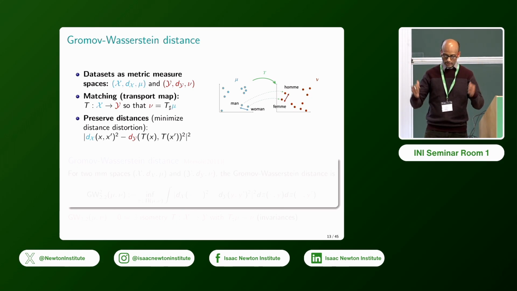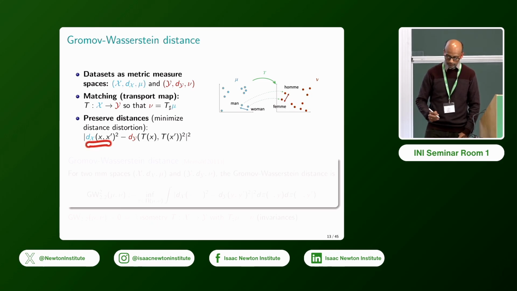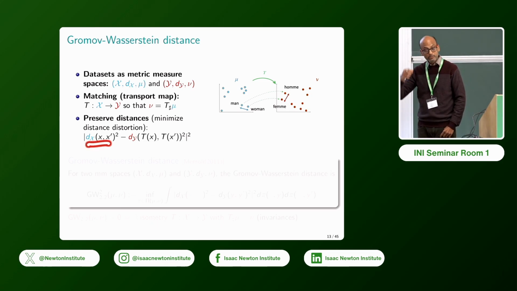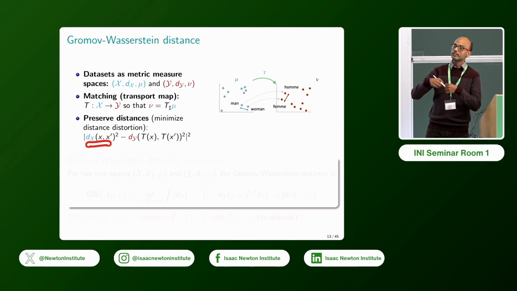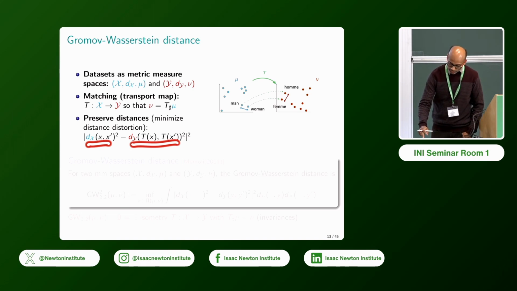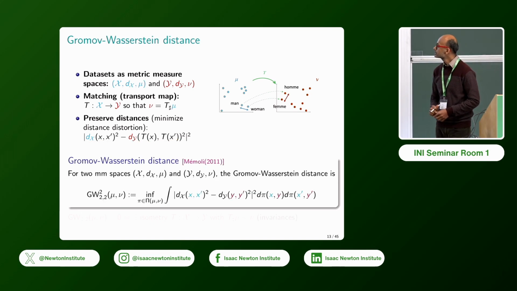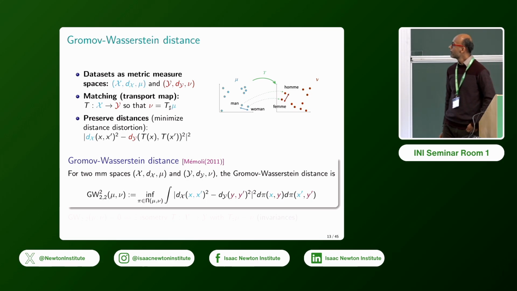But at the same time, we want to preserve the local structure in each of the spaces. So we look at the distance between the points in the input space, the X space, and we also look at the distance between points in the Y space after we do the transformation through this map T, and these things shouldn't be too far. So with this motivation, the Gromov-Wasserstein distance was proposed by Memoli, right?